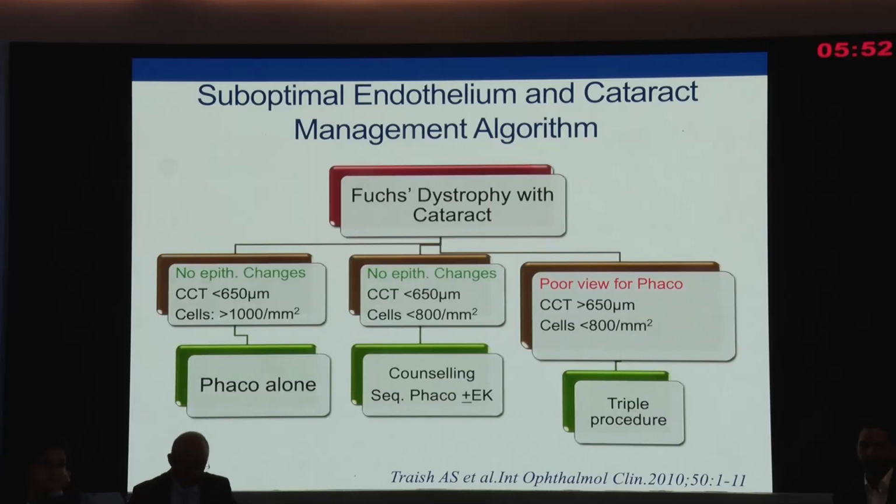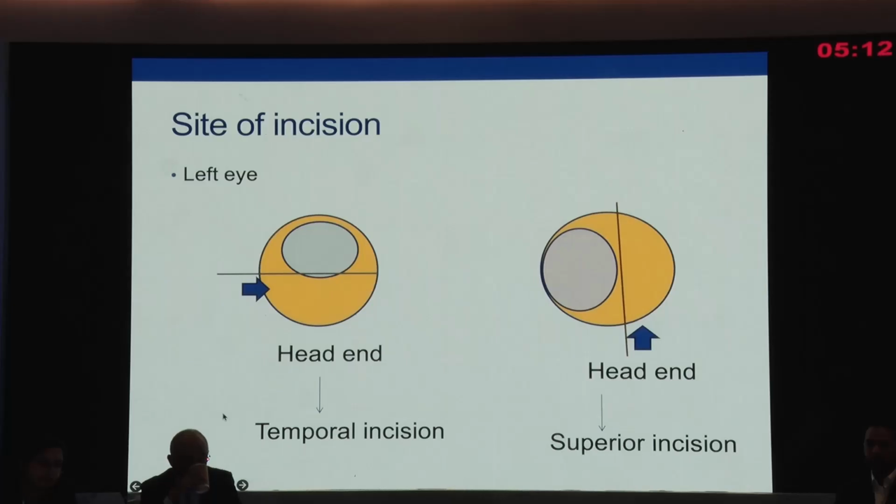Now, a word about Fuchs dystrophy with cataract, because there will always be a question, what will you do in such cases? So I go by this: if there is poor view for visualization and for doing phaco, and if the CCT is more than 650 and cells are less than 800, then we would combine it with a corneal transplant straight away. But if the view is clear and if the cells are more than 800 and CCT is less than 650, then we can counsel the patient, do phaco, and then see whether the patient requires endothelial keratoplasty or not. And if there are no epithelial changes and the cells are good, the CCT is also okay, then you can do phaco alone.